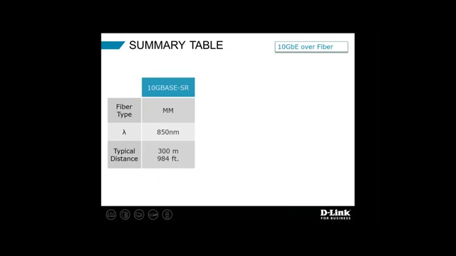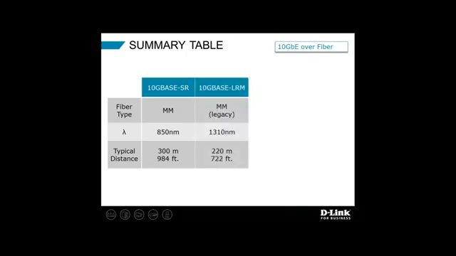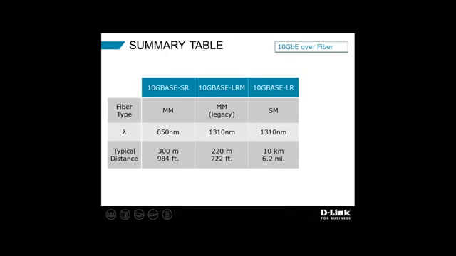Okay, so that's a lot. I put together a summary table in case you want to go back and reference it a little bit later. 10GBASE-SR is multimode, 300 feet over OM3, 400 feet over OM4, using the 850 nanometer wavelength. 10GBASE-LRM is for older multimode fiber, wavelength of 1310, and we can get 220 meters, 722 feet. And then 10GBASE-LR and 10GBASE-ER are on single mode, at 10 kilometers to 40 kilometers respectively.